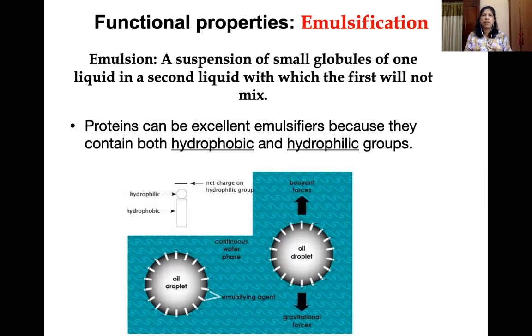But that emulsion is not stable. Because of buoyant forces, the oil droplet always wants to go to the top, because the density of oil is lower compared to water. Comparing the buoyant forces and the gravitational forces, the buoyant force is higher for the oil droplet, therefore it goes up. If emulsifying agents are there, the emulsifying agent can combine with the oil droplet as well as with the water. So in this picture you can see the emulsifying agent on the surface of the oil droplet.